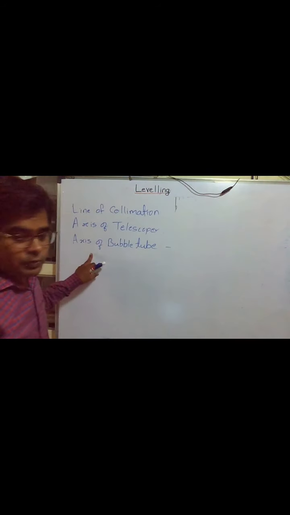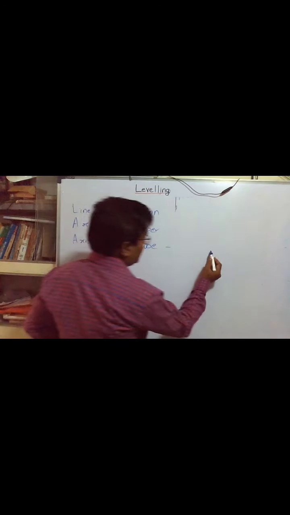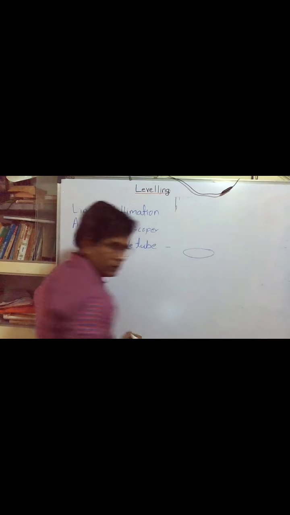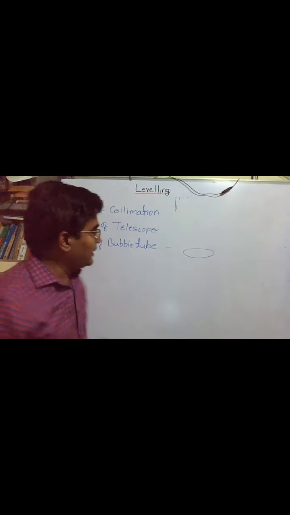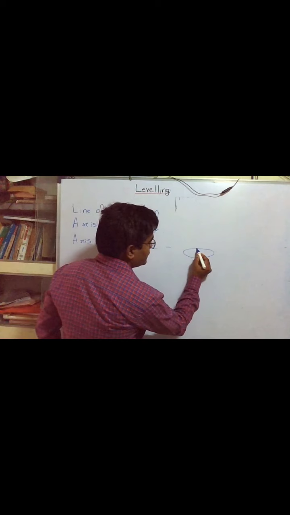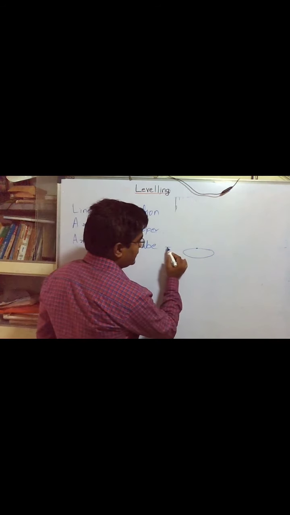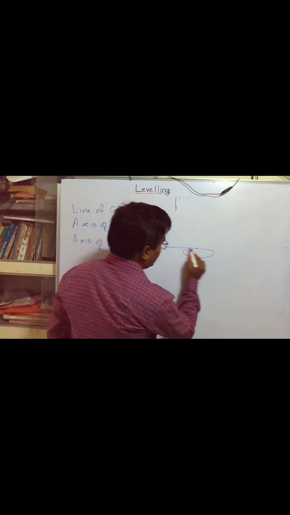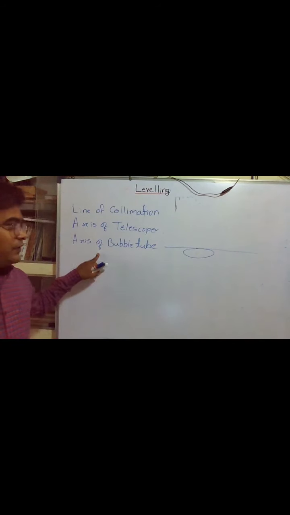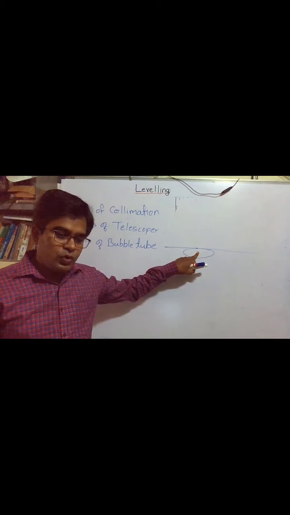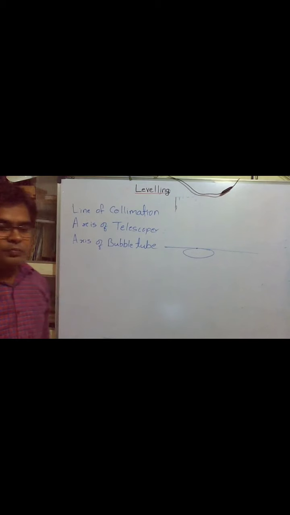Okay. Then the next one is the axis of bubble tube. Axis of bubble tube is a line tangential to the longitudinal bubble. There is one longitudinal bubble, that is the spirit bubble, in the bubble tube, and the line which is tangential to this longitudinal bubble at its center, that axis is called axis of bubble tube. It is a line tangential to the longitudinal bubble at its center.